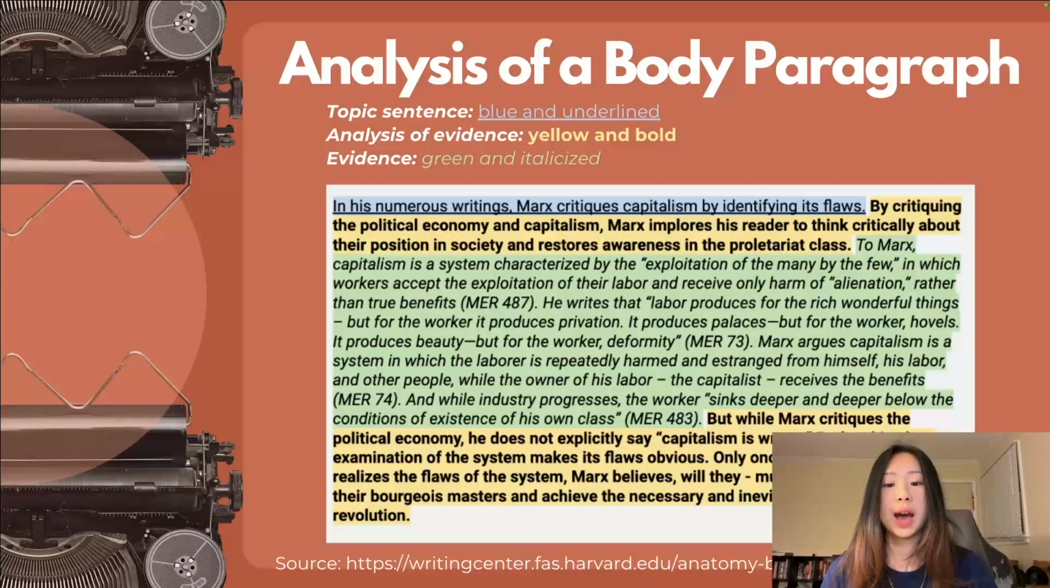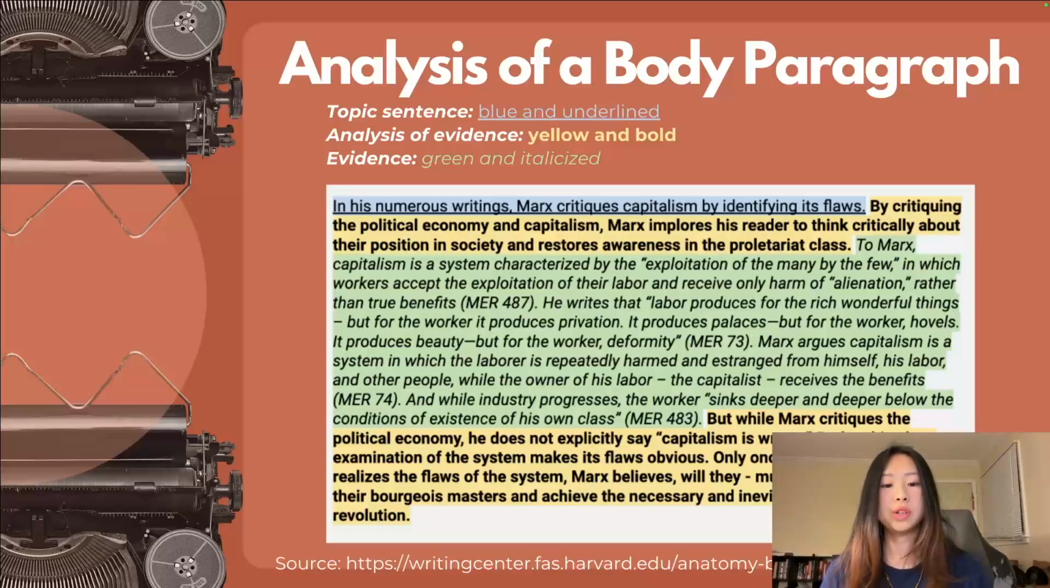Next, you'll notice the green italicized sections. These are the pieces of evidence taken directly from Marx's writing, and these quotations are used by the student to support his claim. If you read them, you can see the quotes describe how capitalism exploits workers, creates alienation, and benefits the wealthy at the expense of the working class. This evidence is very specific, and it directly supports our topic sentence.